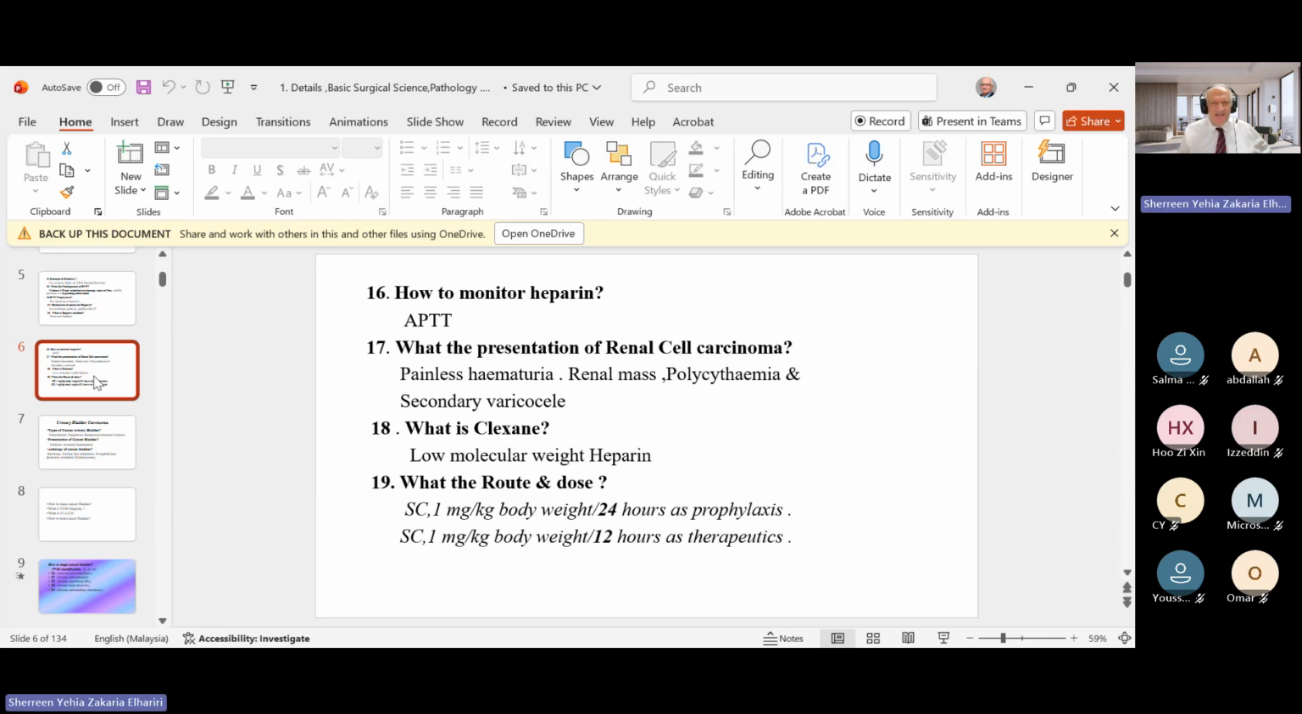So we leave this renal cell carcinoma. We go to urinary bladder carcinoma. What type of cancer can occur in the urinary bladder?